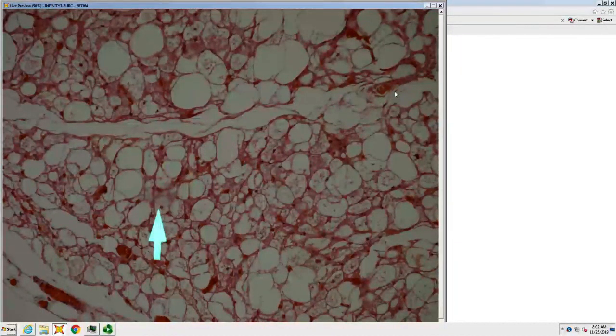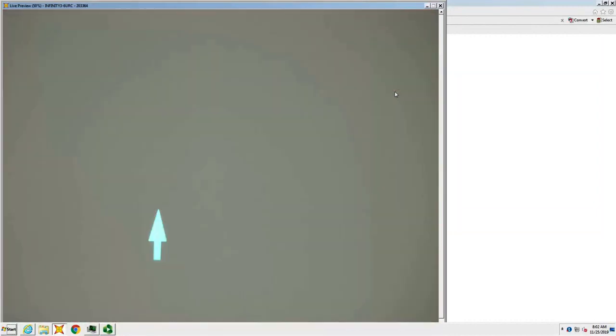Is that like a hibernoma? Like a hibernoma, brown fat, central round, non-scalloped nuclei. Well done. See the wheels turning.